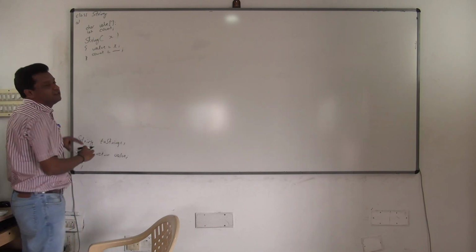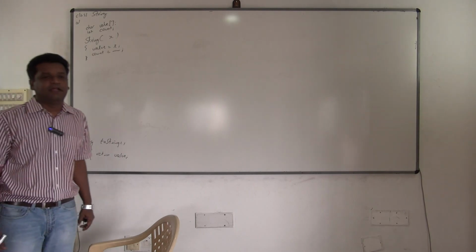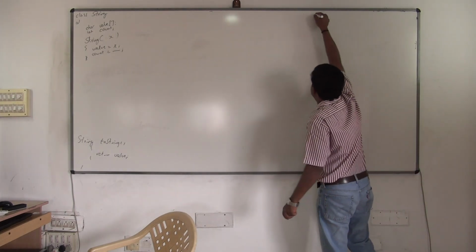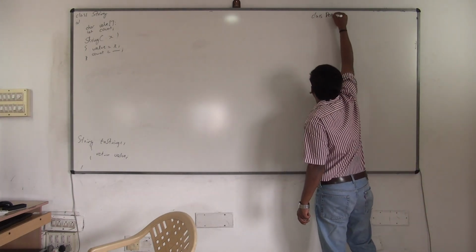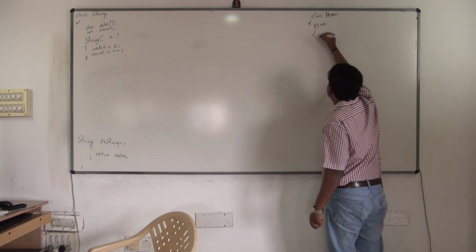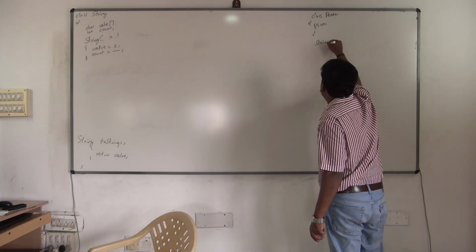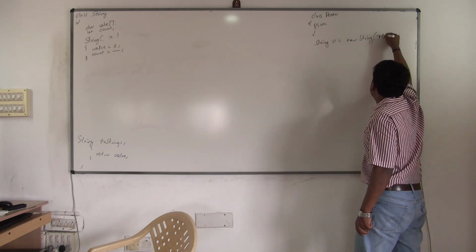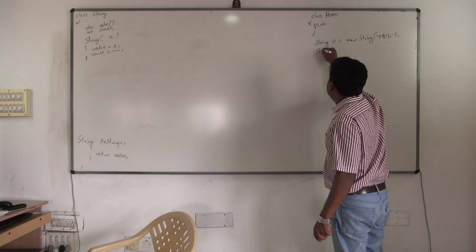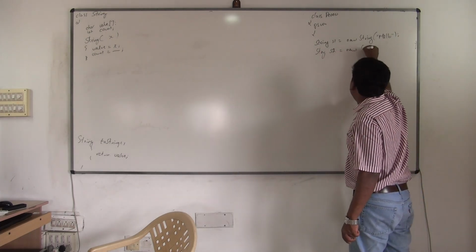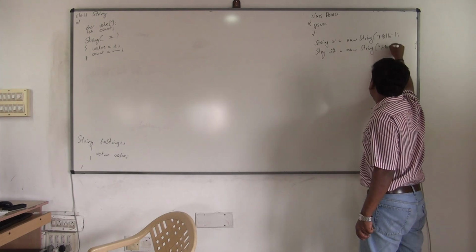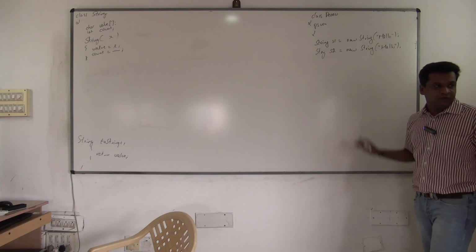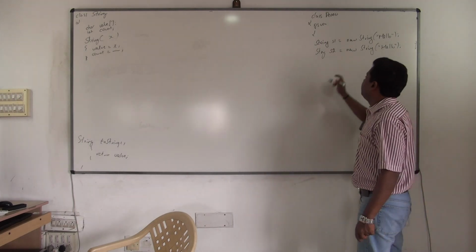So now let's see what is the difference between creating a string object with the new operator and without the new operator. First we're going to see the difference. See here, I'll say String s1 is equal to new String of hello. Then String s2 is equal to new String of hello. So we have created two string objects, s1 and s2, with new.